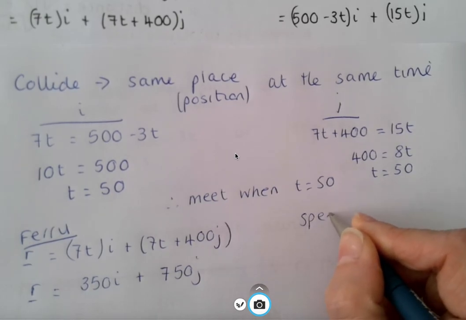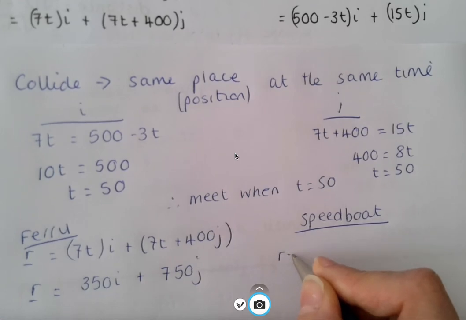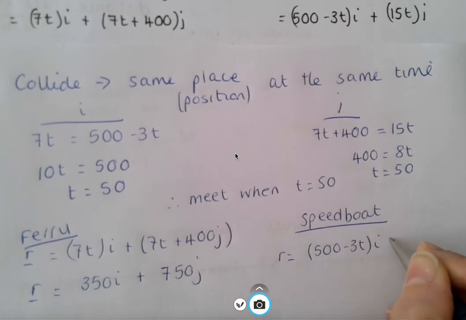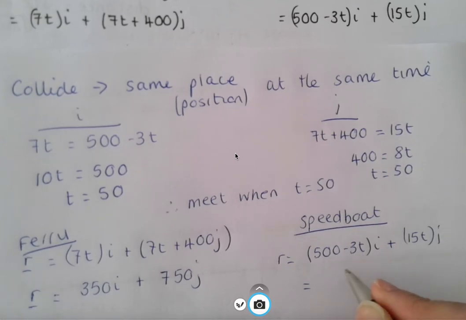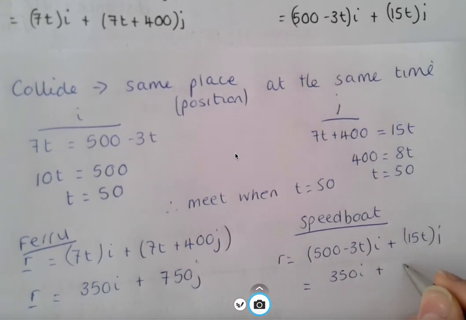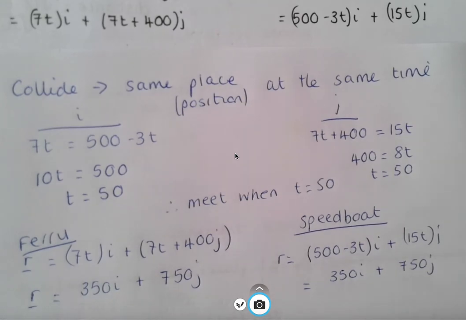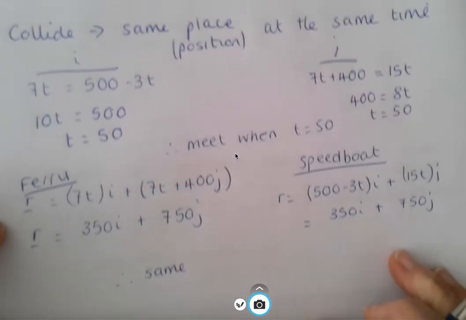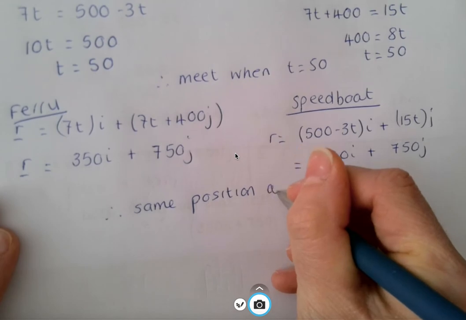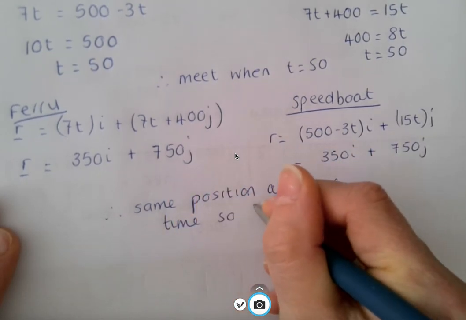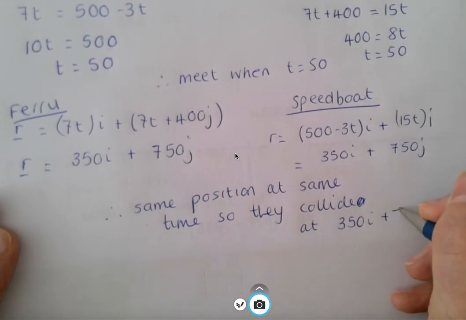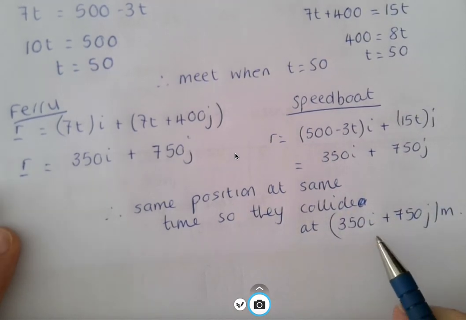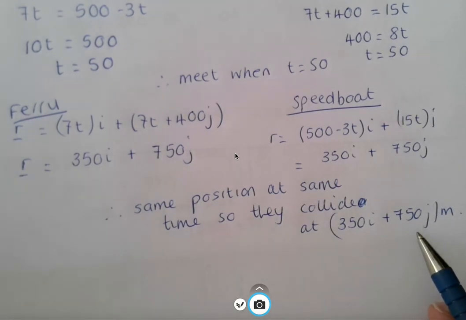If I now look at the speedboat when t equals 50, I've got that r equals 500 minus 3t i plus 15t j. Okay? So 500 minus 3 times 50, 500 minus 150 is 350i, 15 times 50 is 750j. Okay? So, therefore, they're at the same position at the same time, so they collide at 350i plus 750j metres. Okay, so they collide 350 metres east, 750 north of that observation point O. All right, any questions, please let me know. Okay, thank you.